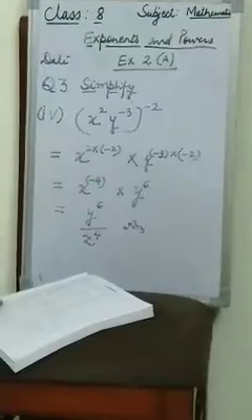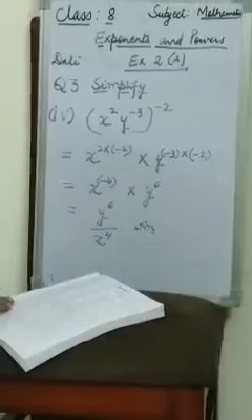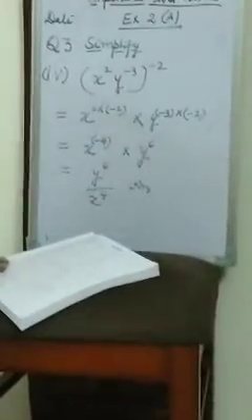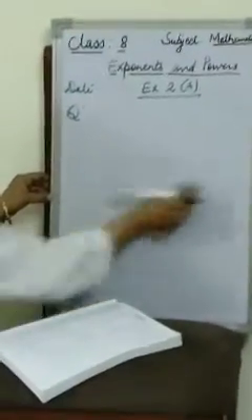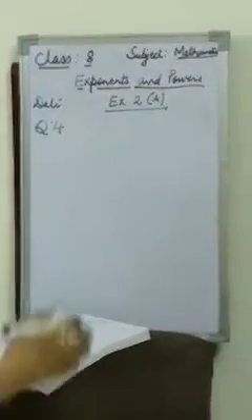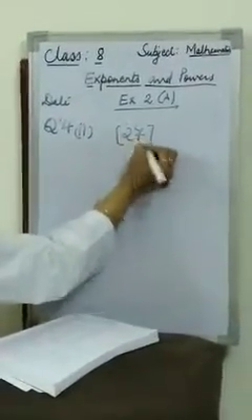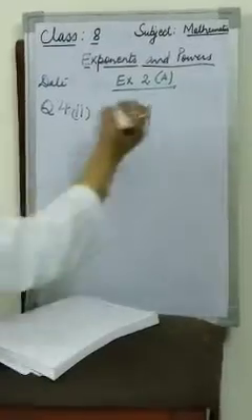We proceed towards question number 4. In question number 4, they are saying evaluate. Evaluate means we have to find the value of the given expression. I am taking the second bit. 27 whole to the power 2 by 3.